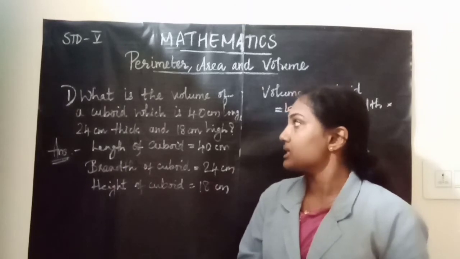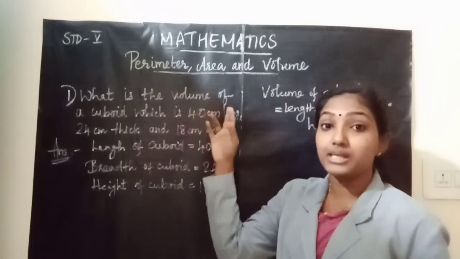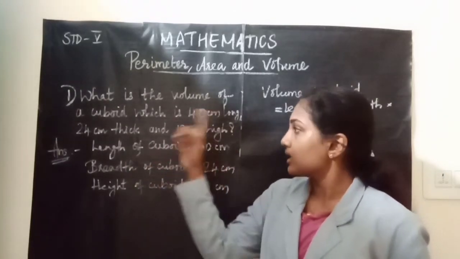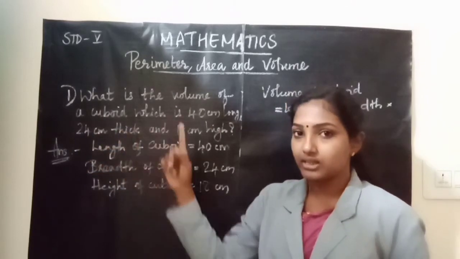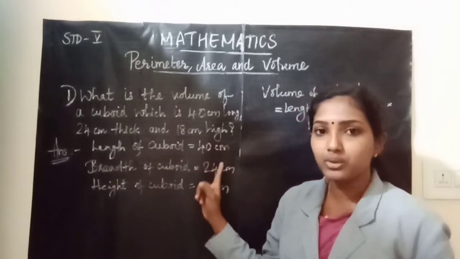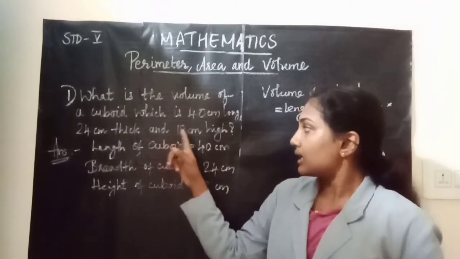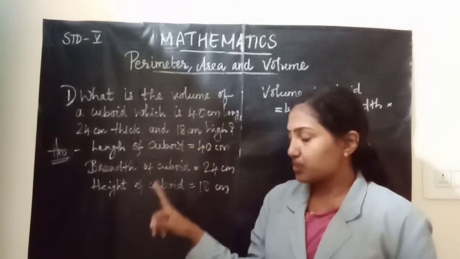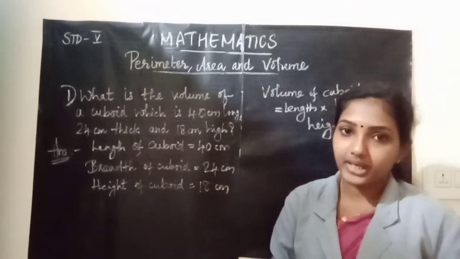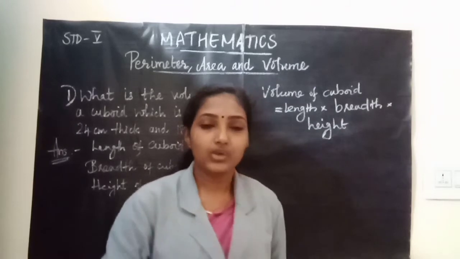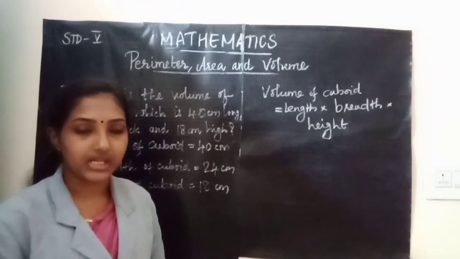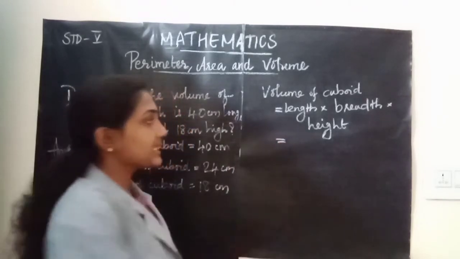Okay, so in the question it is given that the cuboid is 40 cm long. So the length of the cuboid is 40 cm, and it's 24 cm thick. That is the breadth of the cuboid, so we can write that breadth of the cuboid is equal to 24 cm. And 18 cm high, so the height of the cuboid is equal to 18 cm. Okay, so now we know the formula to find the volume of the cuboid, and it is length into breadth into height.